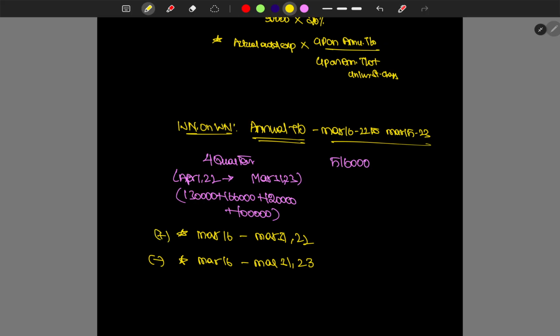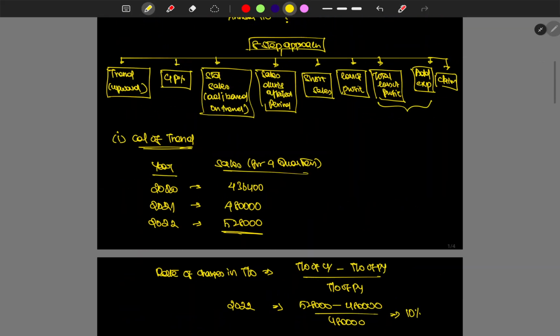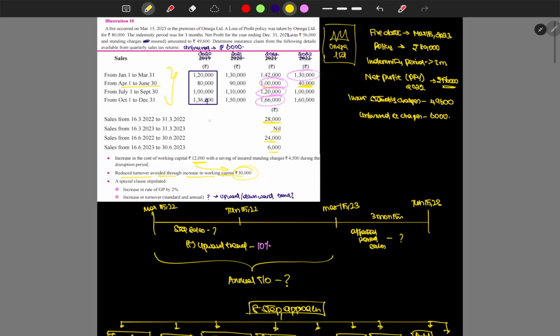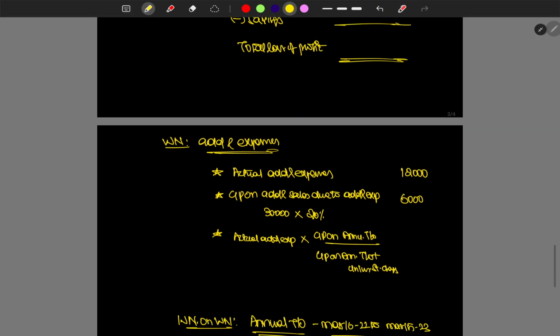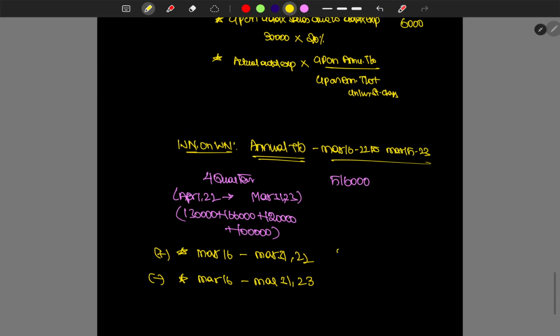Okay, so what's the March 2022 value, which is 28,000, and nil. 5,16,000 plus 28,000, which is 5,44,000, is the annual turnover.